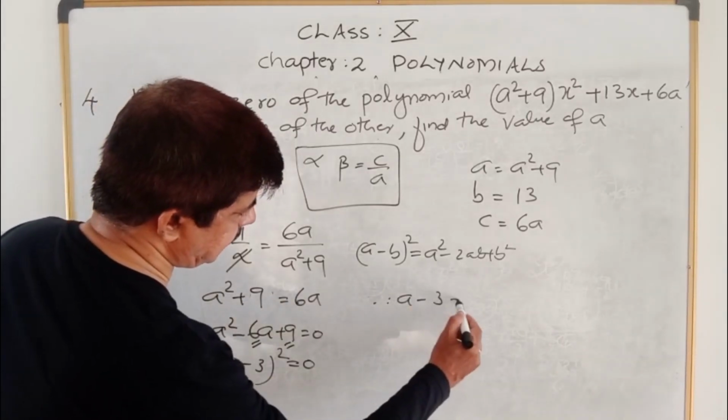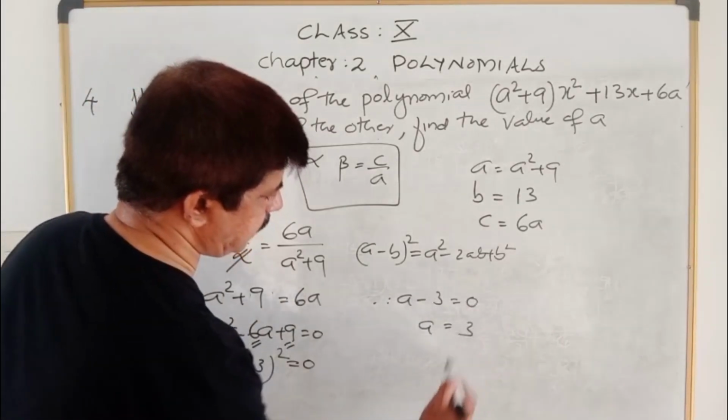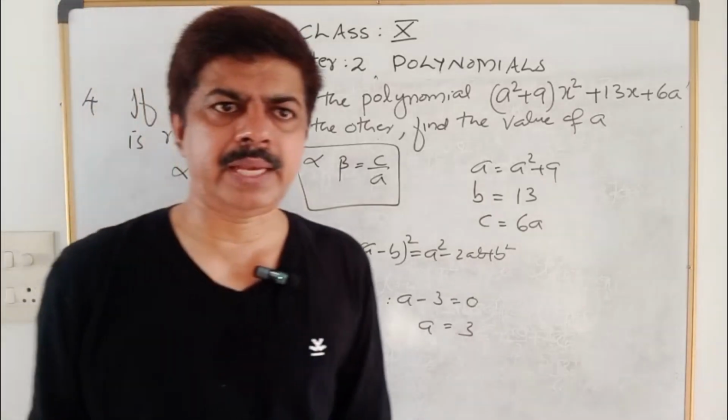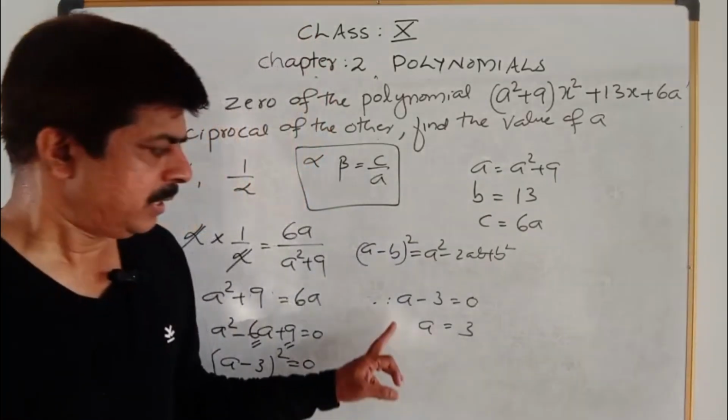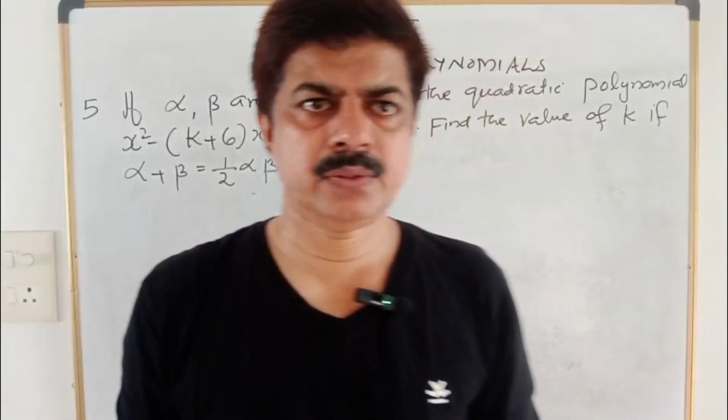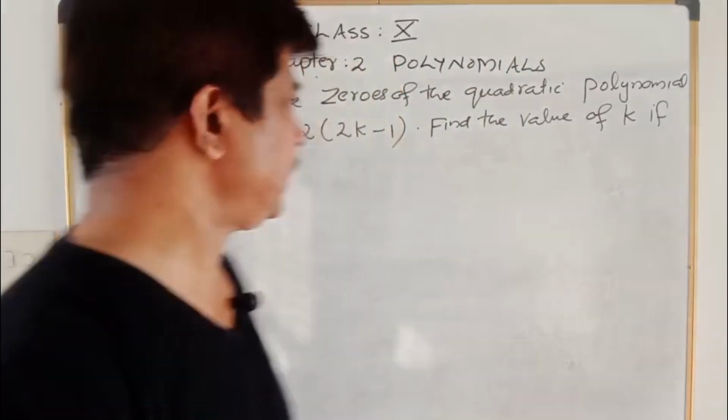Therefore, a minus 3 is equal to 0, so a is equal to 3. We got the value of a is equal to 3. Is it clear? Okay, now we are going to discuss the fifth question.